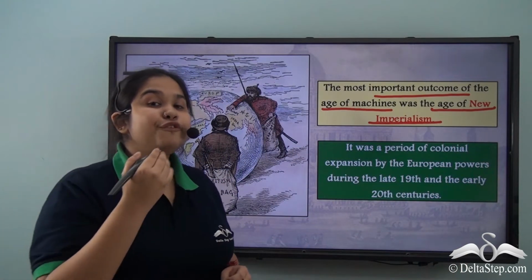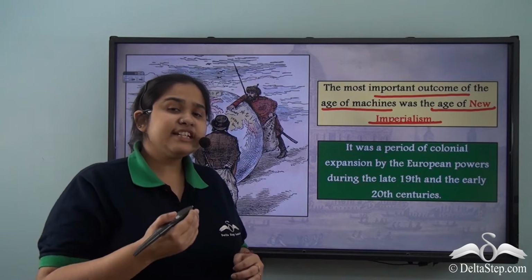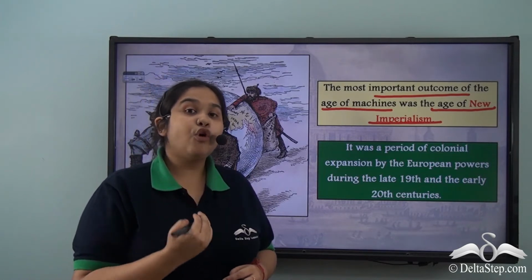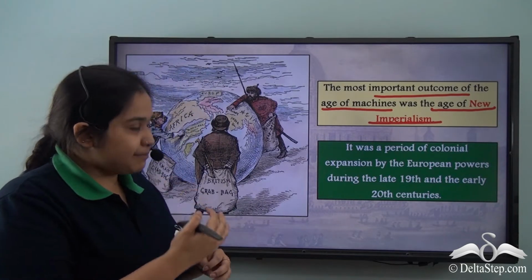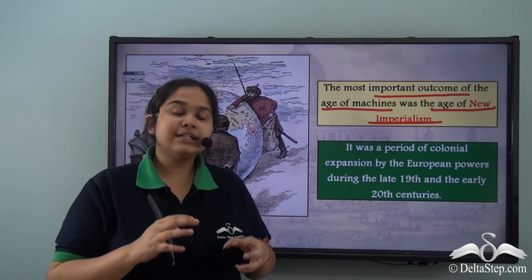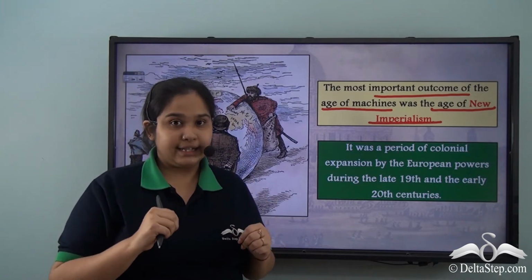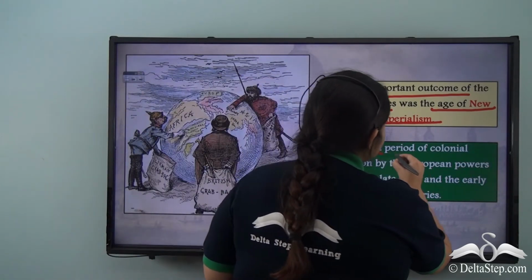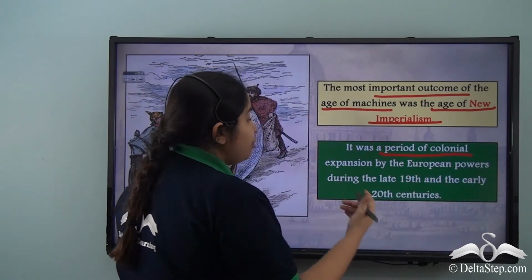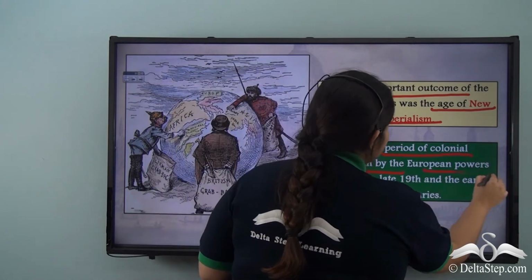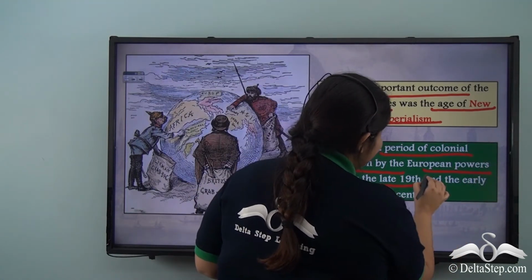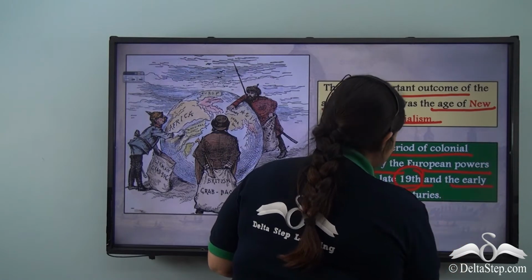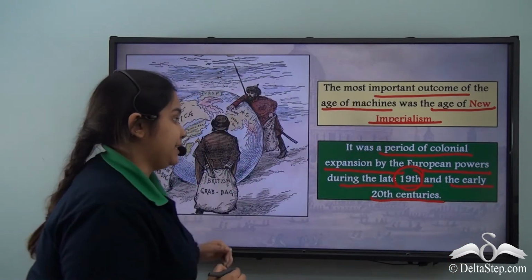Now, this age of new imperialism was in fact a little different than that of colonization, because primarily colonization had started long back if we look at it. But the age of new imperialism would mean that it was a period of much more colonial expansion by the European powers during the late 19th and the early 20th centuries.